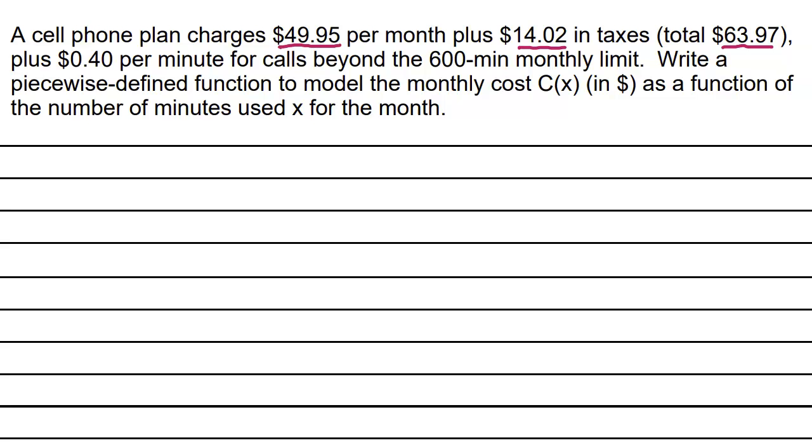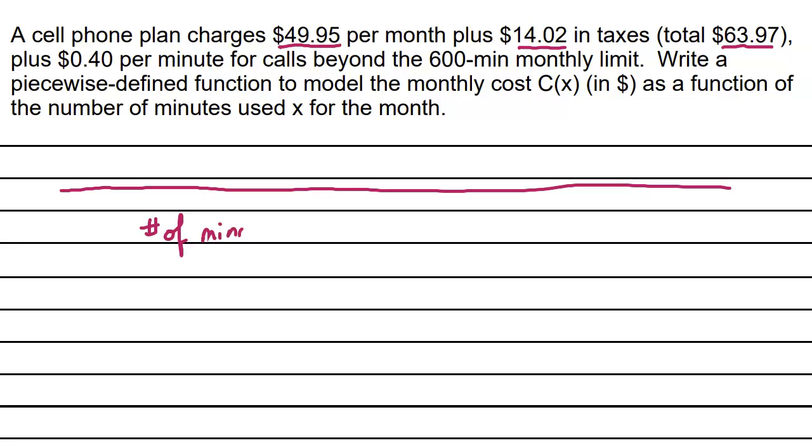Okay, we can kind of understand this. So let's think about a number line, and we're going to think about the number of minutes used. The reason why I'm going to look at it this way is because they also charge 40 cents per minute for calls beyond the 600-minute monthly limit.